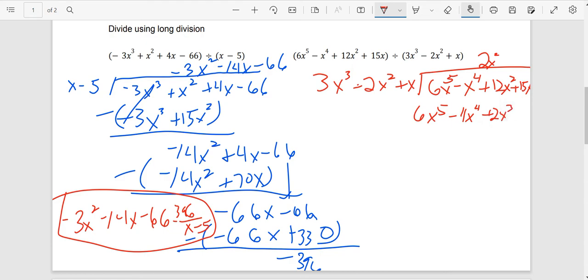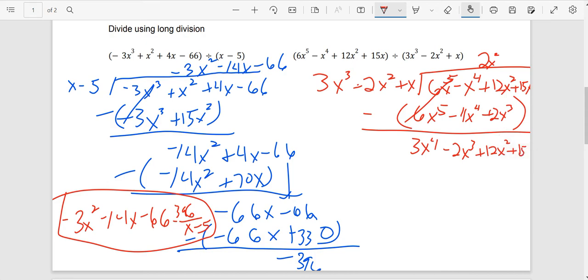Now, keep in mind, I do not do this, but normally a good practice, anytime we are skipping a value, you see how we don't have an x to the 3rd? It's good practice to put in a 0 there as a placeholder. So now I'm doing 0 minus that 2x to the 3rd. I subtract. So these go away. I subtract. I'm going to get 3x to the 4th. And then 0 minus 2 is going to get us negative 2x to the 3rd plus 12x squared plus 15x.